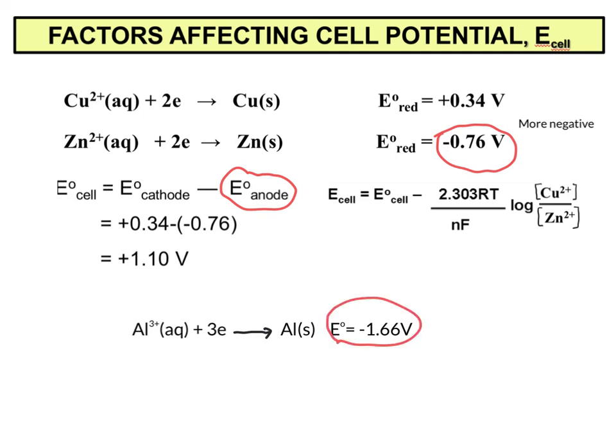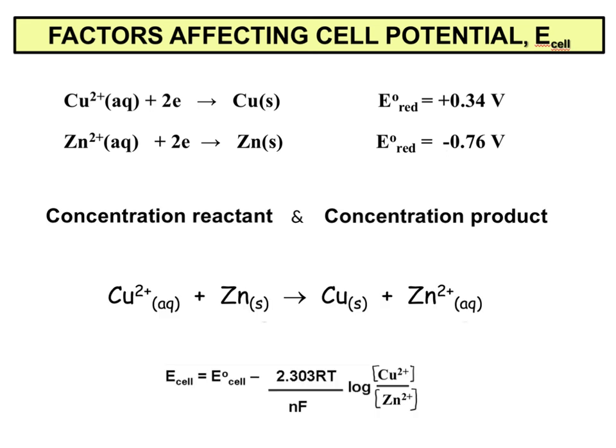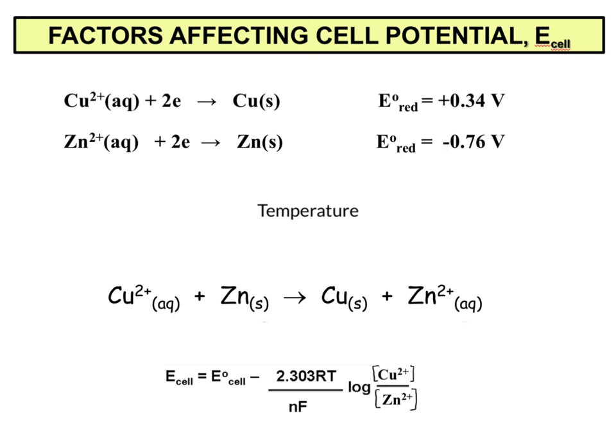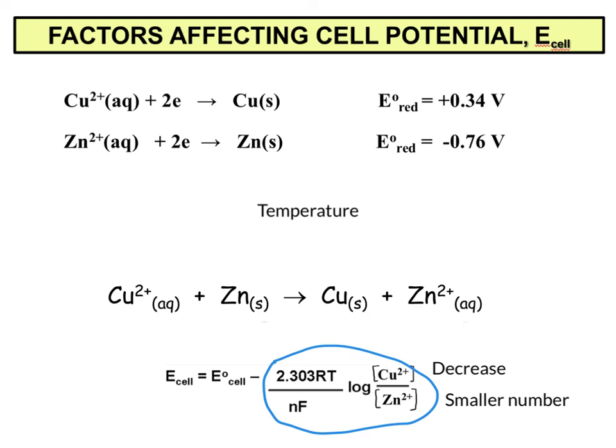The next factor is the concentration of reactant and product. If copper 2+ ion concentration increases or zinc 2+ ion concentration decreases, the reaction will occur in the forward direction. Thus, cell potential increases. And lastly is temperature. When temperature decreases, the value of the whole second part of this Nernst equation also decreases. Thus, the standard cell potential is minus a smaller number. So, the cell potential value is greater.